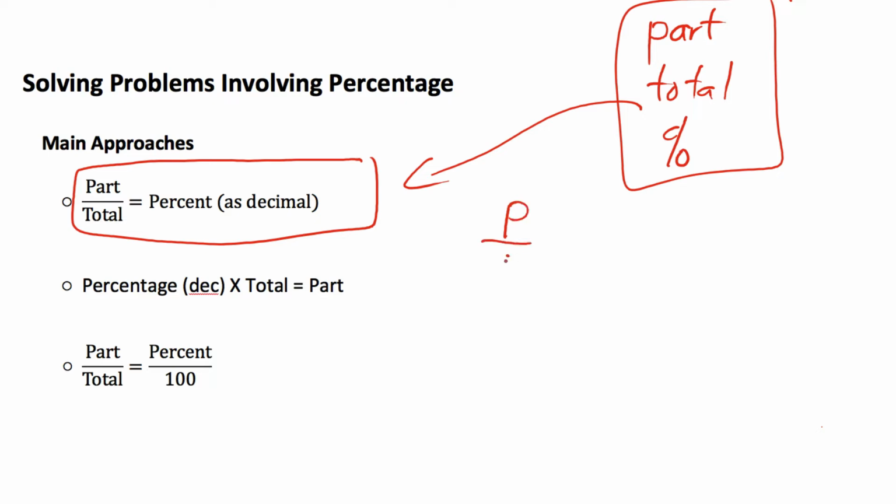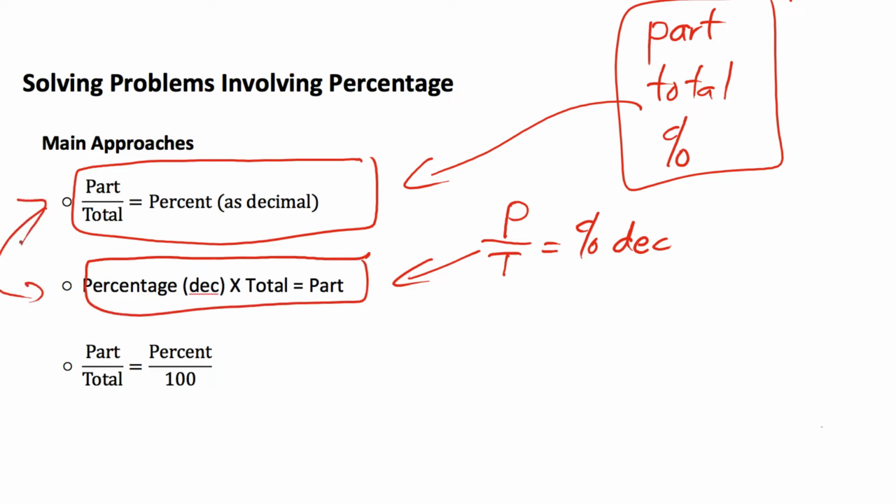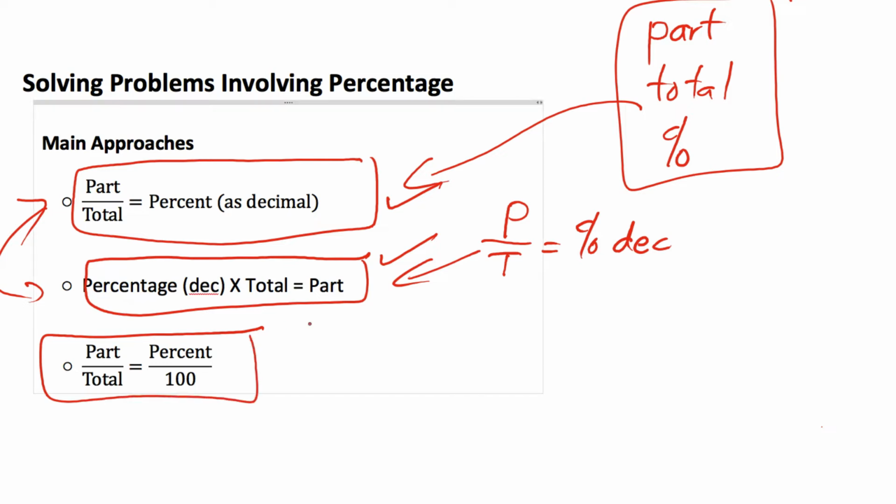And since part divided by total is our percent as a decimal, that then means that the percentage as a decimal times the total must also equal the part, because we're just translating this division statement back into a multiplication statement. So we will use these two general approaches for solving many and most percentage problems. For those of you that like to set up your problems as a proportion, then you can certainly do that this way. Part divided by total will equal your percent over 100.